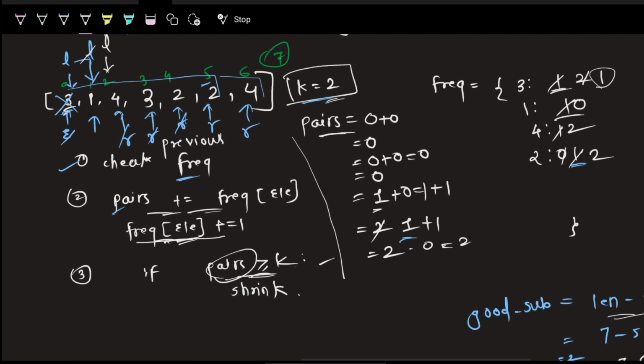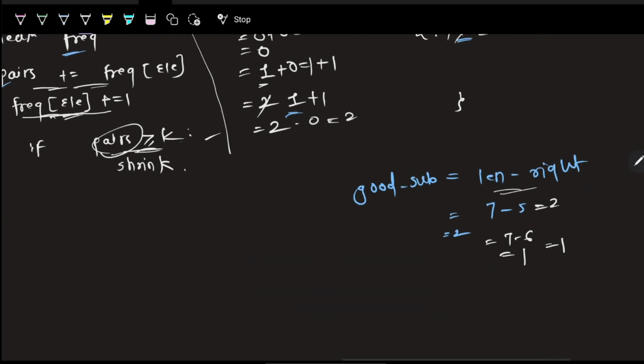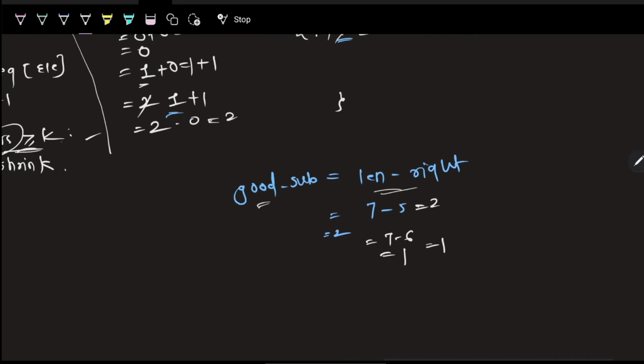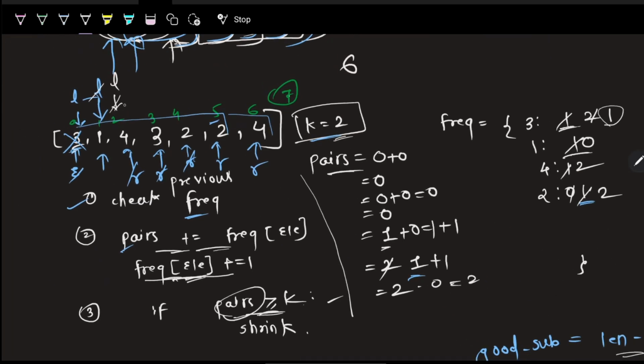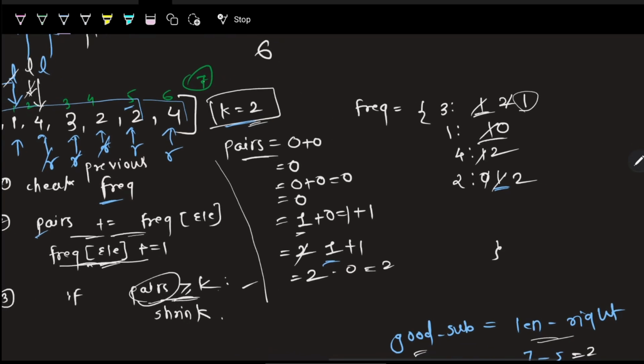Now I will again check. Okay, I am here, right? So again I will say good subarray count will be length minus right, that is again 7 minus 6, which is ultimately 1. So 2 plus 1 plus 1, that is going to be 4 for this. Why? Because whenever I am moving the left pointer from here to this 4, right here, now I am decrementing the frequency of 4, that is going to be 1.